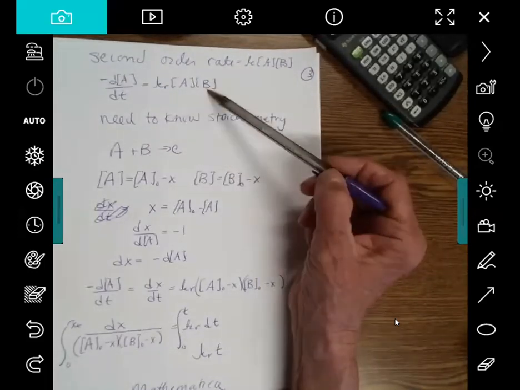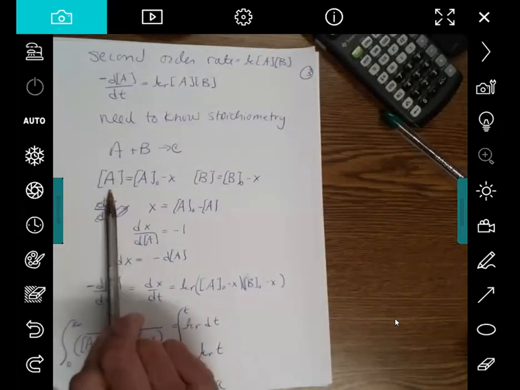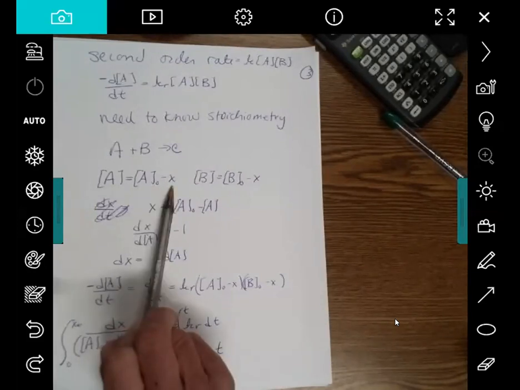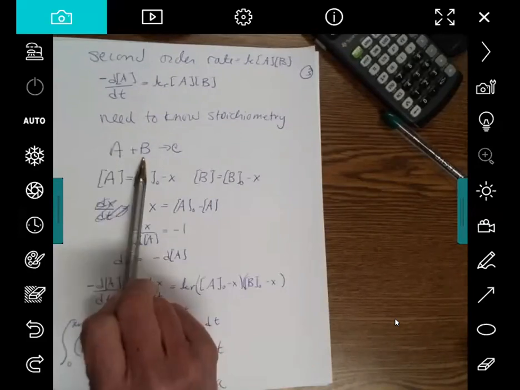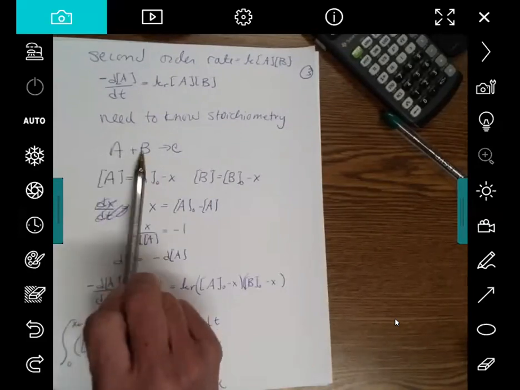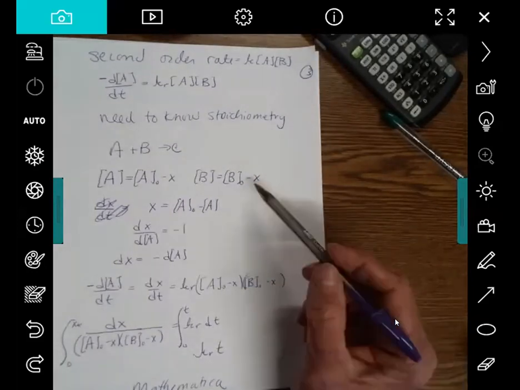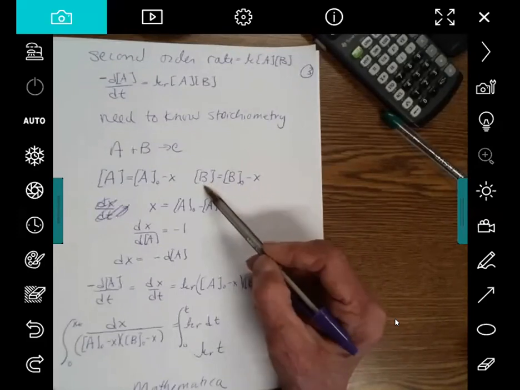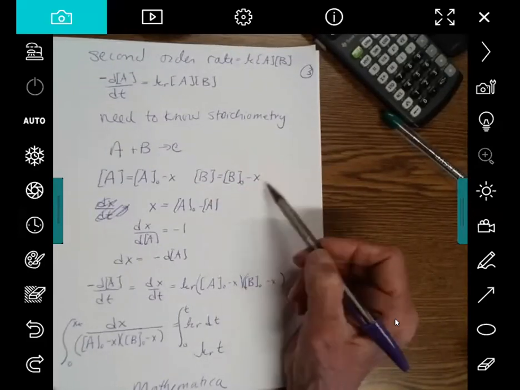But A and B are both changing, so we have to find a way to integrate over both of those changes. So the concentration of A is going to be what it was at the start minus some value x, and B is going to be B0 minus x. That's why the stoichiometry is important. If there was a 2 in front of the B, there'd be a 2 in front of the x. So you need the stoichiometry in order to set up a relationship between the concentration of a species at any time compared to when you started, and then the extent of reaction.